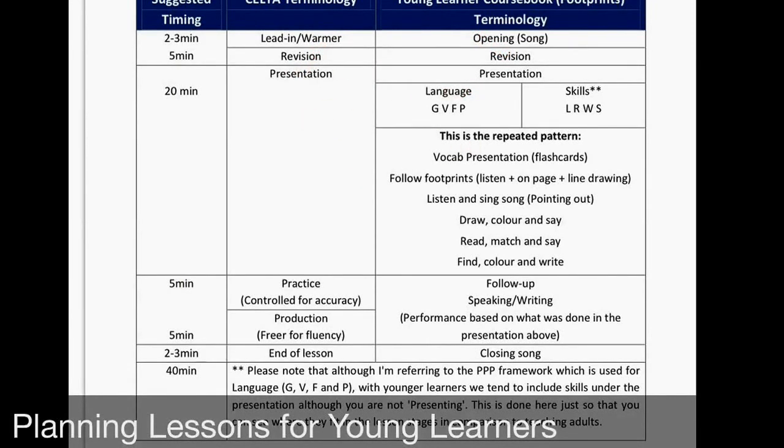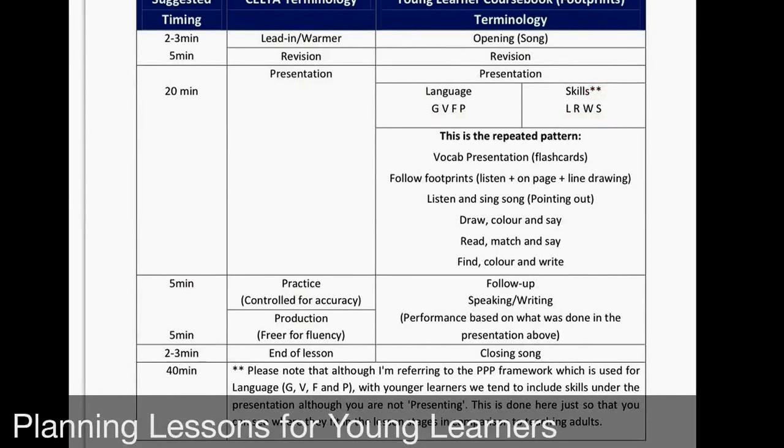So with younger learners, we always have the same thing as a lead-in and warmer, in this case. And with this course book, which is Footprints, we use an opening song, but it has the same effect. Then revision, a quick revision of what we did in the previous lesson. In CELTA terminology, if we follow a PPP approach, the presentation is also a presentation, and with young learners, the only difference is that it is done differently. Now, the presentation can be about language, grammar, vocabulary, functions, pronunciation, or skills: listening, reading, writing, speaking.